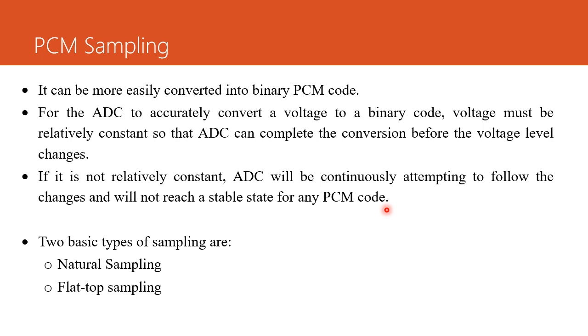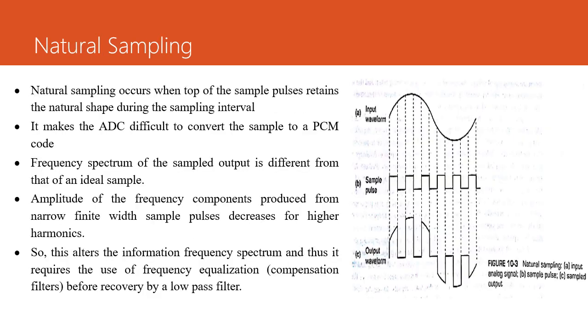So our input to this ADC should be a relatively constant one. For that we have to make use of this sample and hold circuit. Basically there are two different types of sampling, that is natural sampling and flat top sampling. Now we can discuss natural sampling.